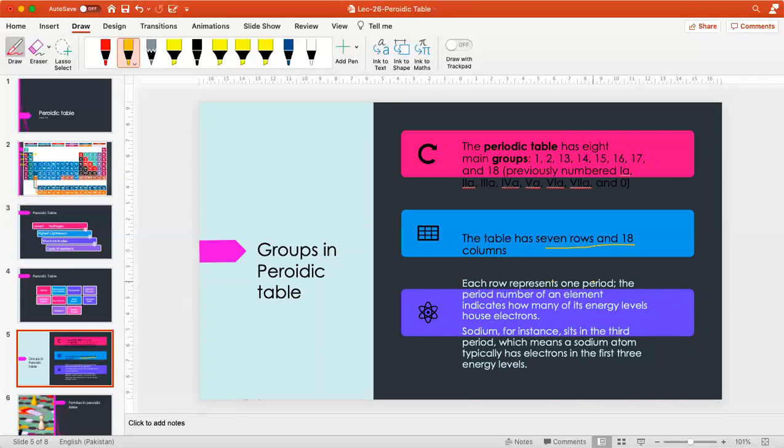The period number of an element indicates how many of its energy levels house electrons. Again, जो 1 में है उसके 1 एनर्जी लेवल है. जो 2 में है रोज में, उसके 2 एनर्जी लेवल्स हैं. जो 3 है उसमें 3 एनर्जी लेवल्स हैं, एंड सो ऑन. Sodium, for instance, sits in the third period, which means a sodium atom typically has electrons in the first 3 energy levels.